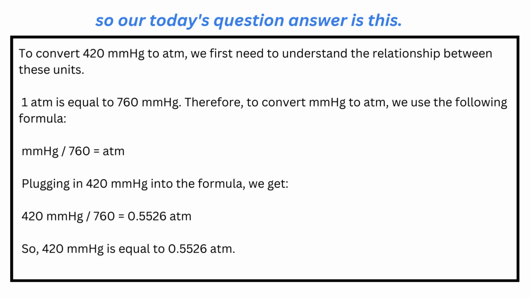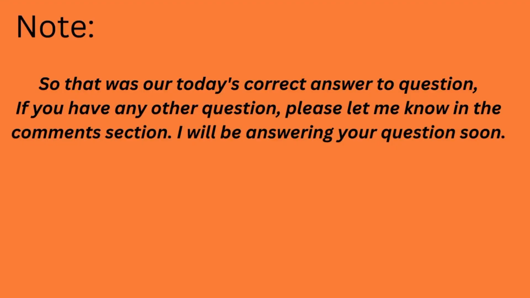Plugging in 420 mm Hg into the formula, we get 420 mm Hg divided by 760 equals 0.5526 atm. So 420 mm Hg is equal to 0.5526 atm. So that was our today's correct answer to the question.